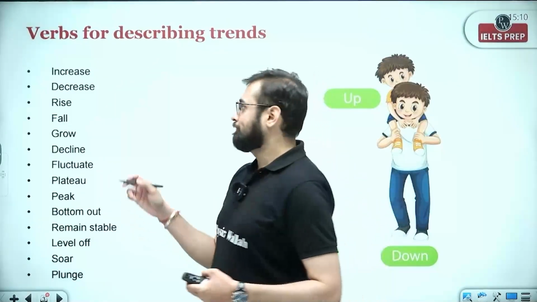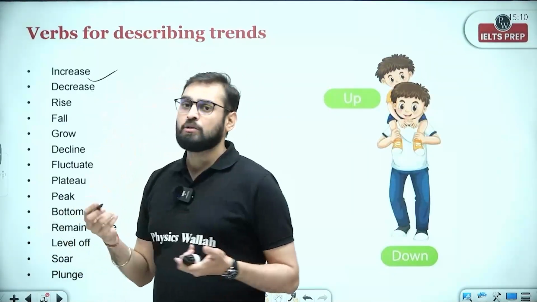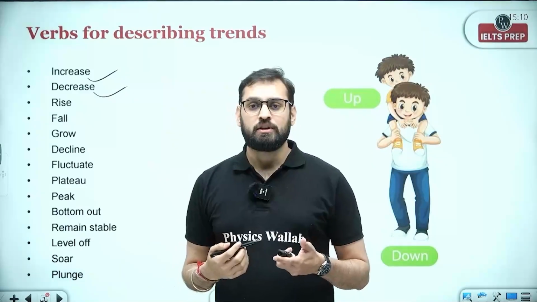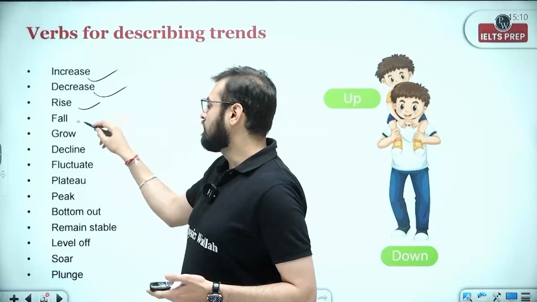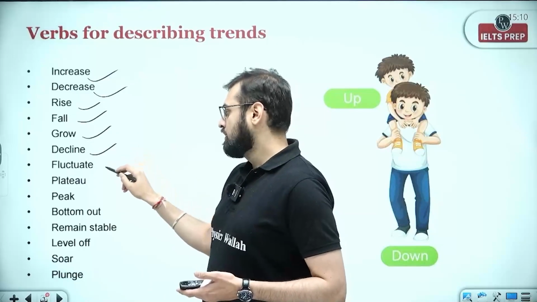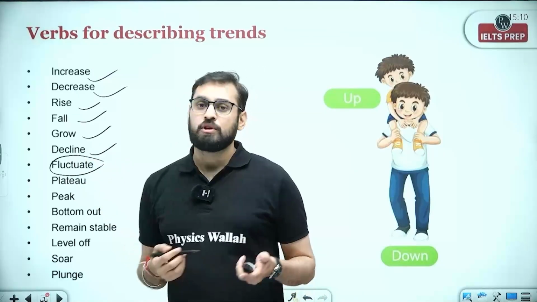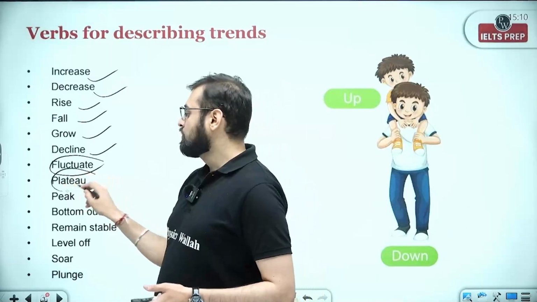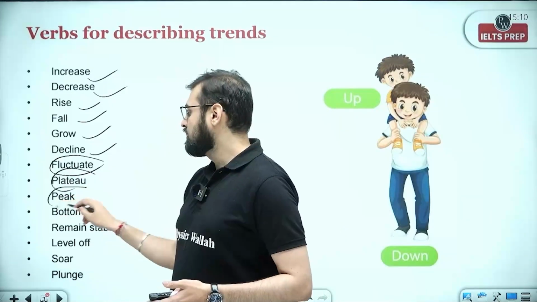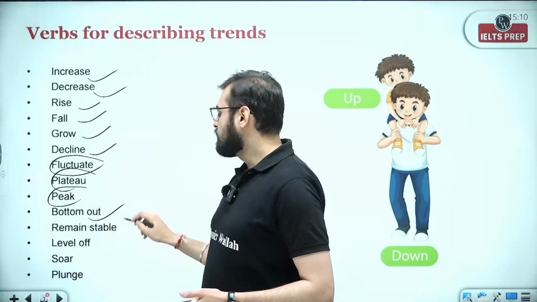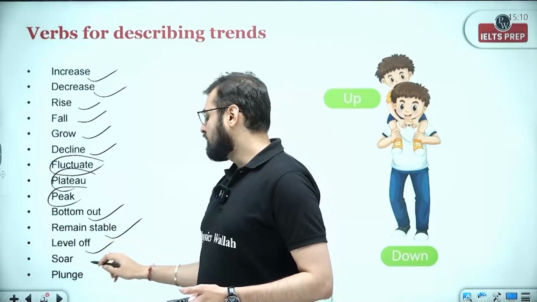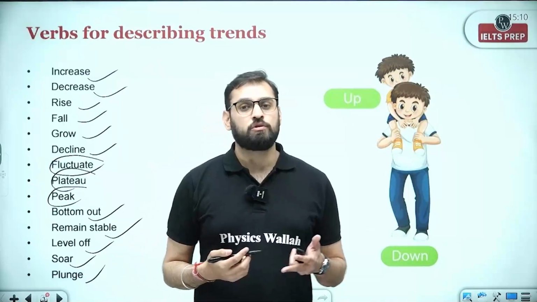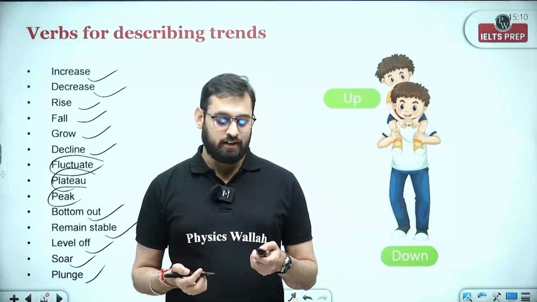So this is how you should be using and incorporating the verbs which you have to mention according to the trends. Increase, if some value is increasing. Decrease. Other synonyms for increase and decrease could be rise, fall, grow, decline. Fluctuate is used when something has a zigzag trend. Plateau, highest point. Peak, highest point again. Bottom out, remain stable, level off, soar, or plunge. So these are the verbs which you are going to use for describing trends.